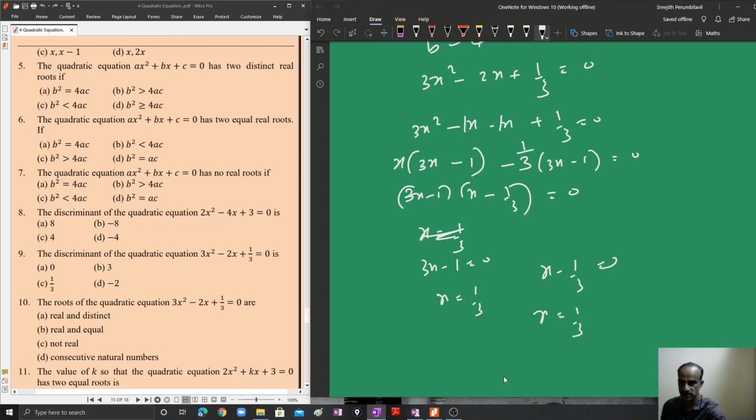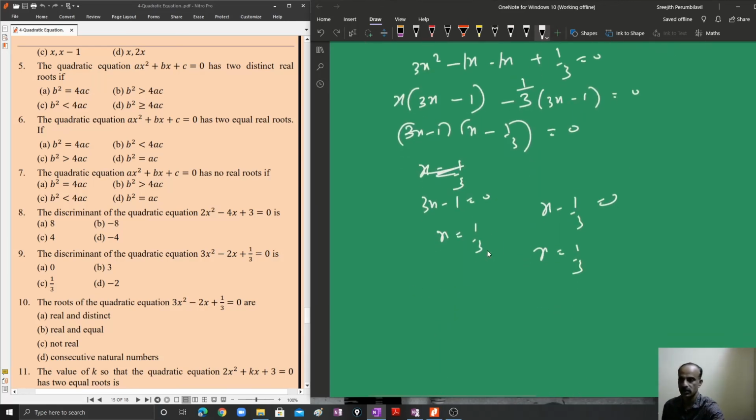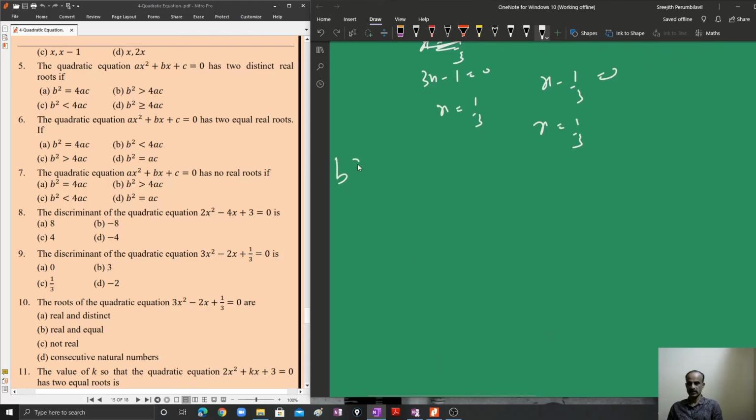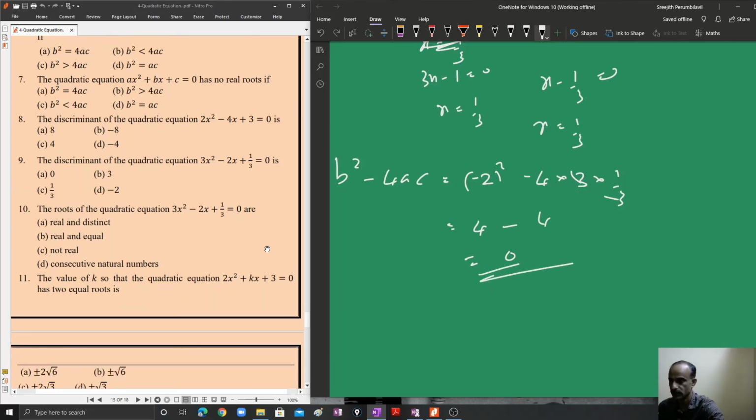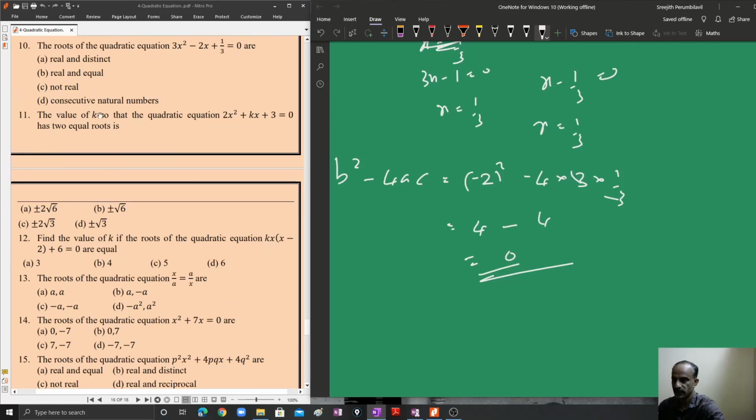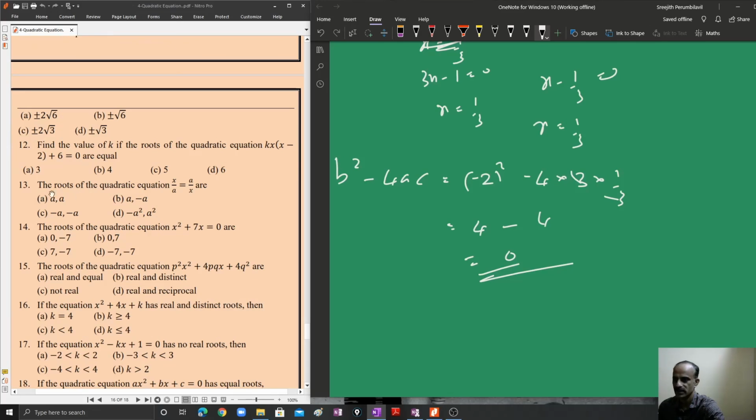Correct. Let us find b square minus 4ac. What is b square minus 4ac? B square, what is the question? The b is minus 2, so minus 2 whole square minus 4 into 3 into 1 by 3. That is 4 minus 4. B square minus 4ac is equal to 0. Roots are equal. Either of these, this way you can do it. Okay, now question: find the value of k such that it has equal roots. Find b square minus 4ac. That's all, simple question.